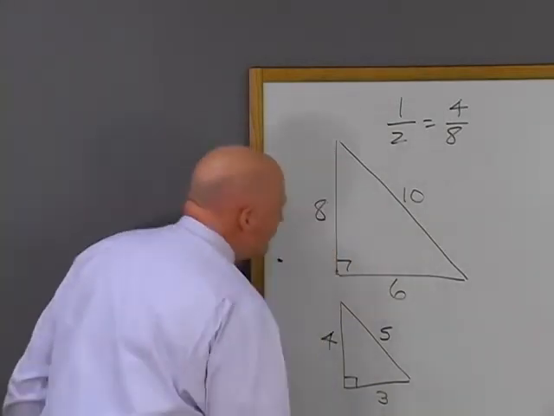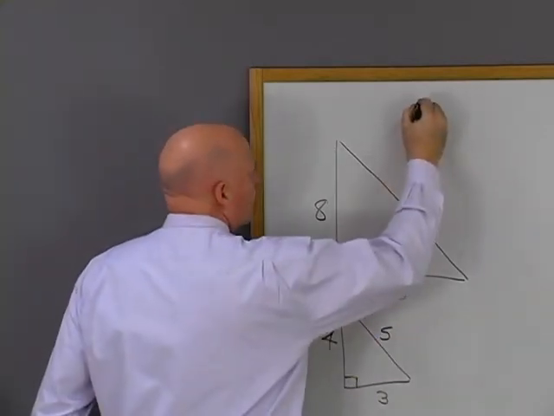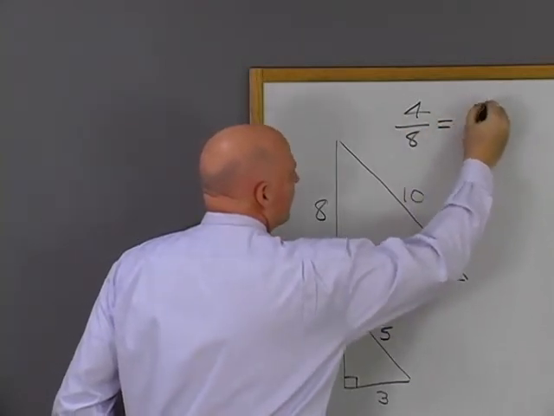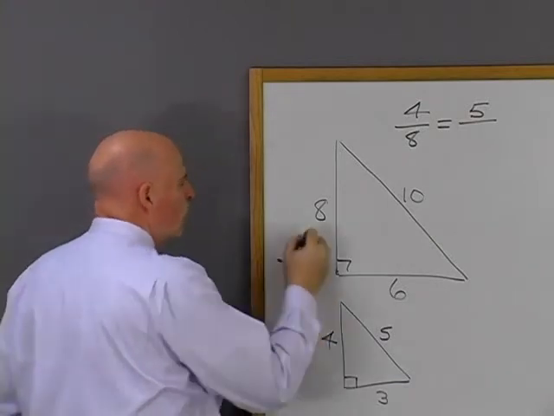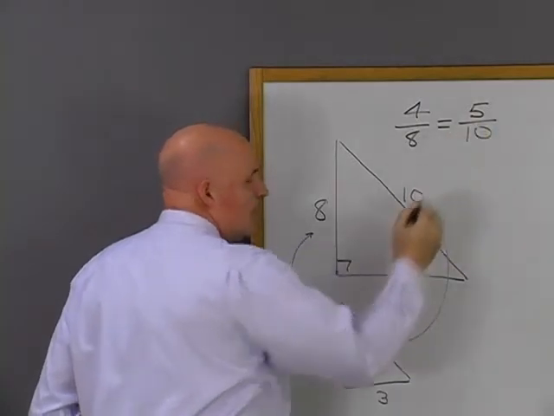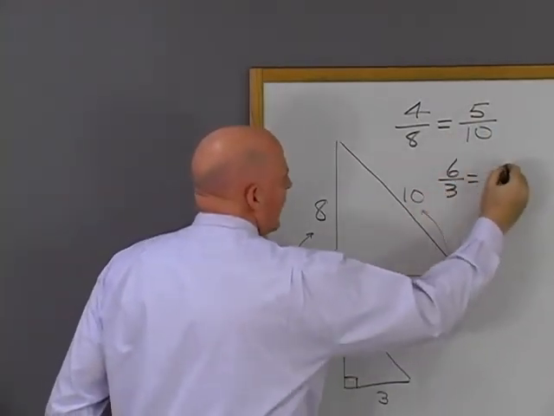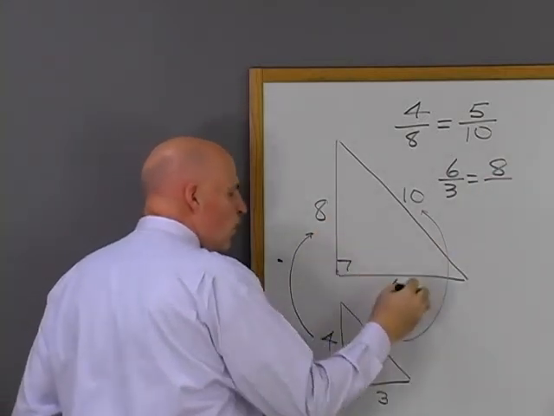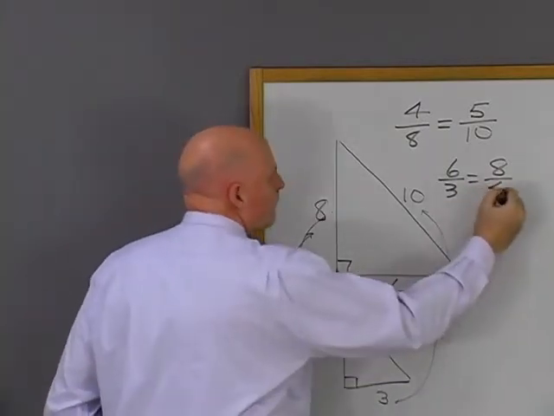So we could do a ratio here. We could say, here, you finish it for me. 4 is to 8 as 5 is to, what I did was I went 4 is to 8 as 5 is to 10, right? How about this one? 6 is to 3 as 8 is to 4. Now I started the big boy. 6 is to 3 as 8 is to 4.